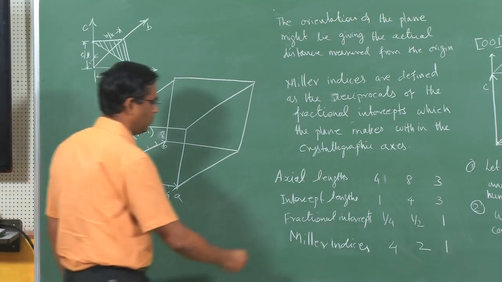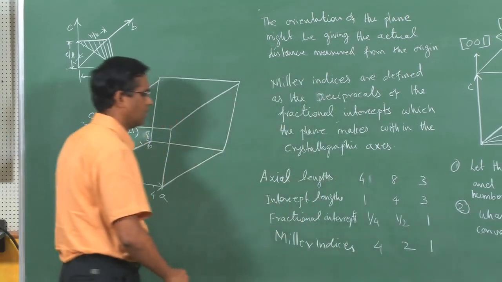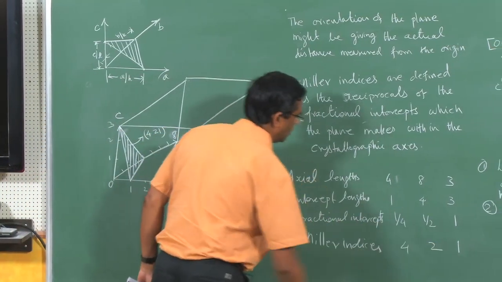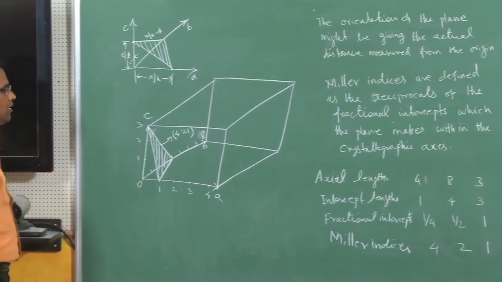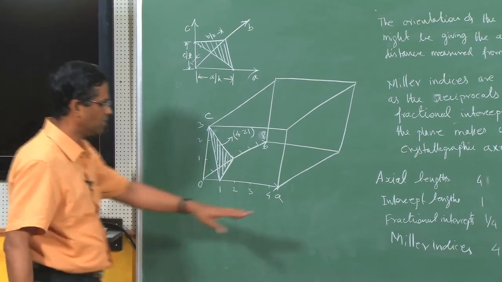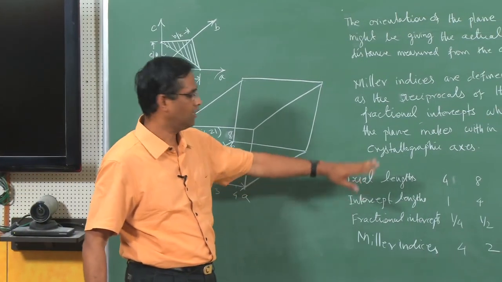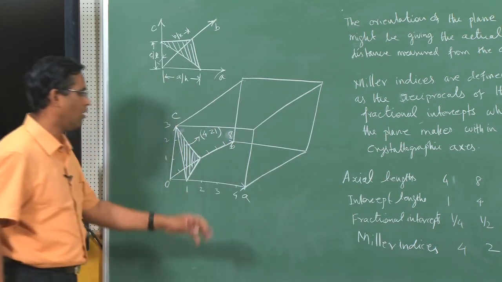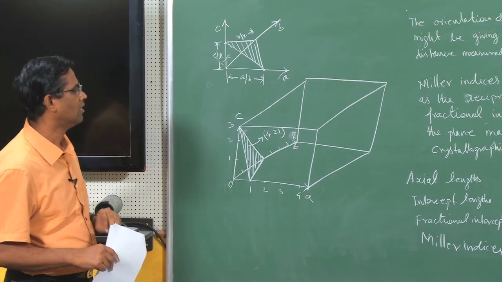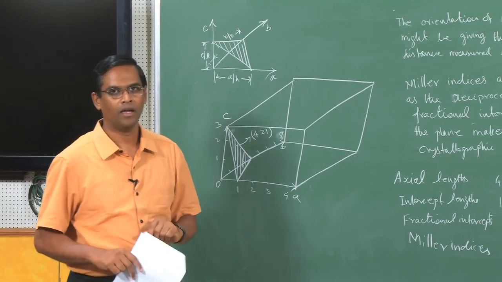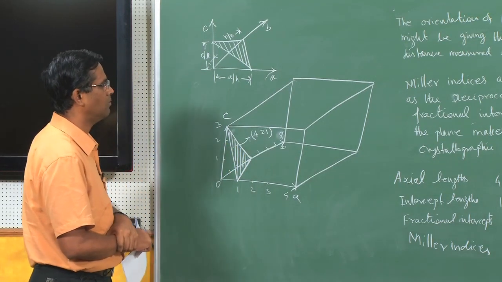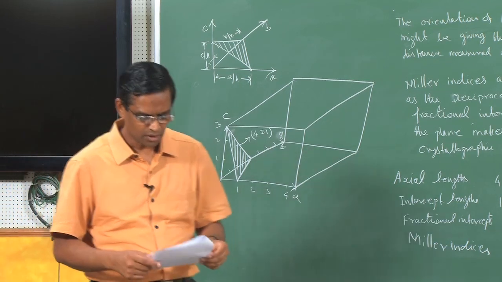So, if you make it in smallest integers, then this is 4 2 1. So, that we put in a bracket. So, this is how the Miller indices for a plane is identified. This is the same procedure we have followed in the lecture you have seen. All that I have now shown is some arbitrary crystal system. You can identify this and then you can practice on more different unit cells, then this point will be much more clear.